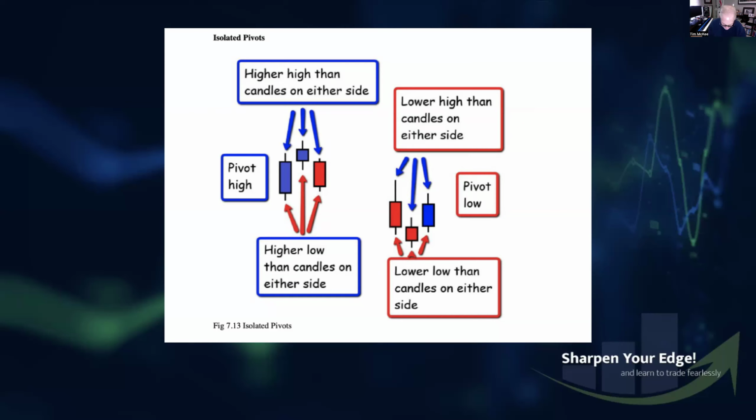We are waiting for the equivalent isolated pivot low to be created. This occurs when we have a 3-bar candle pattern where the center candle has a lower low and lower high than those on either side. And again, if you look at the right side of the screen here, that's an example of a pivot low.